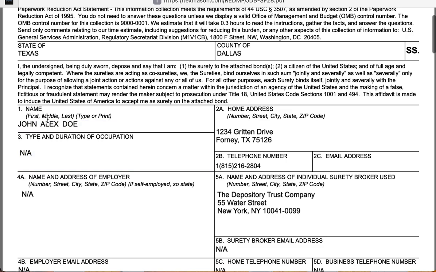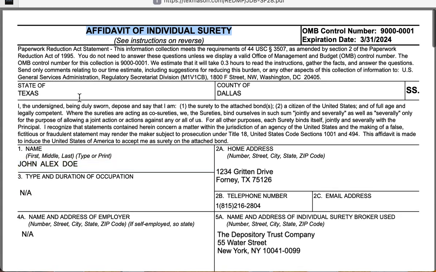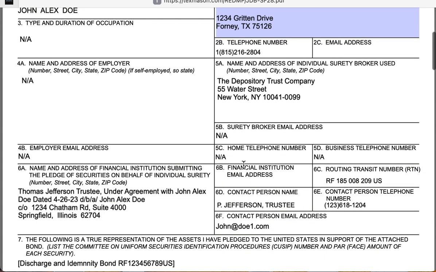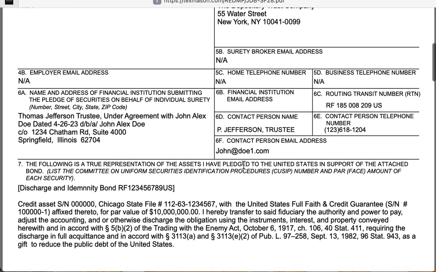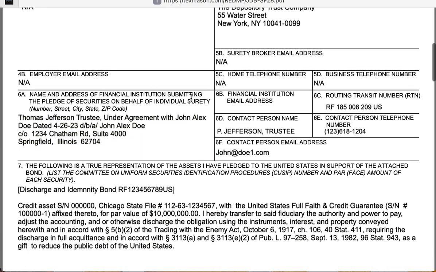So what we have here is John Alex Doe, right? Let's see, anything important to note on here? Name and address of the financial institution submitting the pledge of securities on behalf of the individual surety. I put the name of the trust that has been created. Thomas Jefferson Trustee under agreement with John Alex Doe, dated 4/26/23, doing business as John Alex Doe. Right? So that this is the same trust that's referenced on the certification of trust.